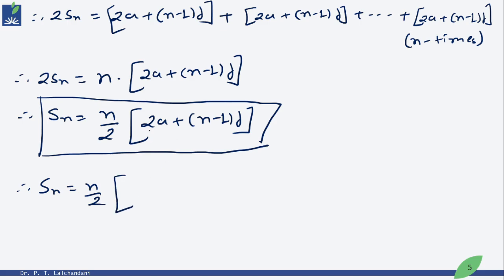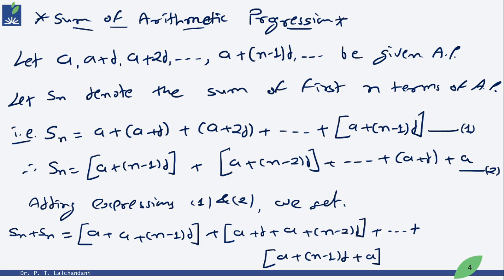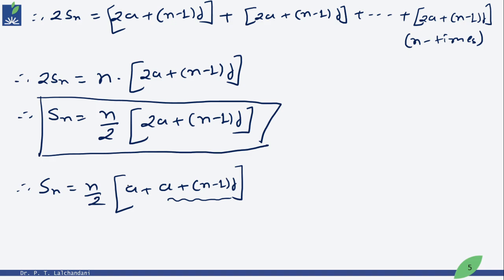I am writing this as 2a plus (n minus 1)d. Why? See the last two terms. What is this? This is the last term, the last term or nth term of the given arithmetic progression. So here this one is the first term and this one is the last term.